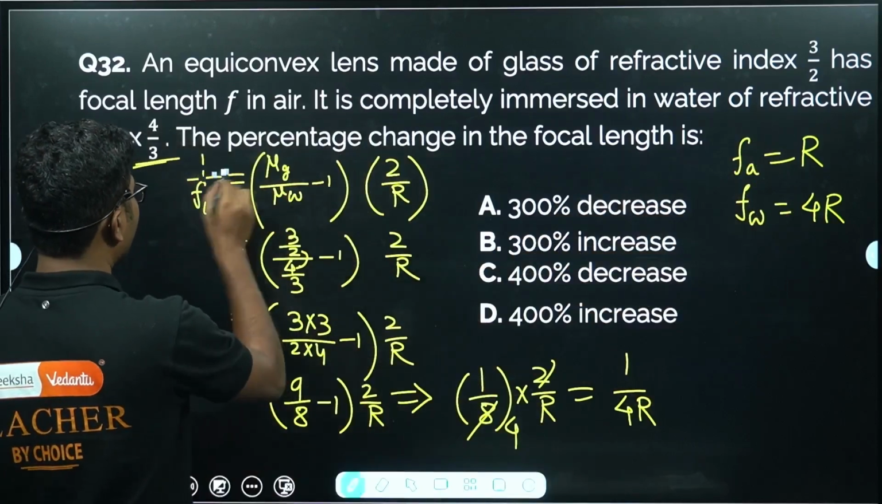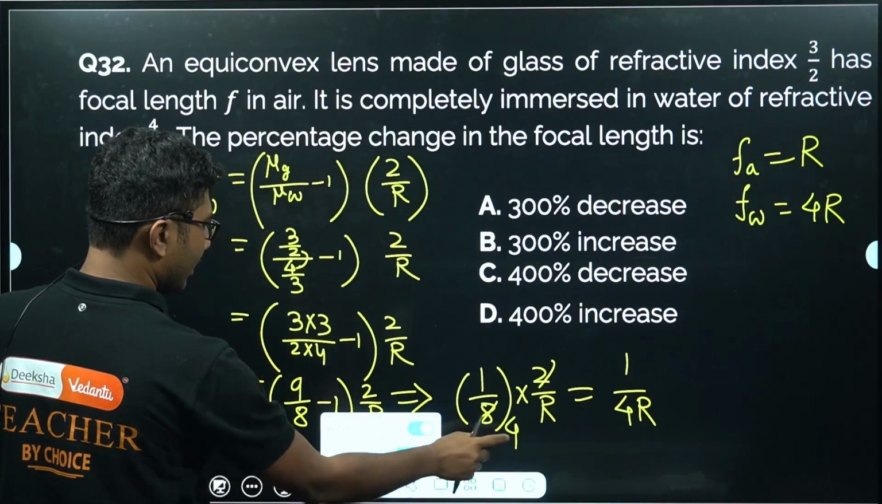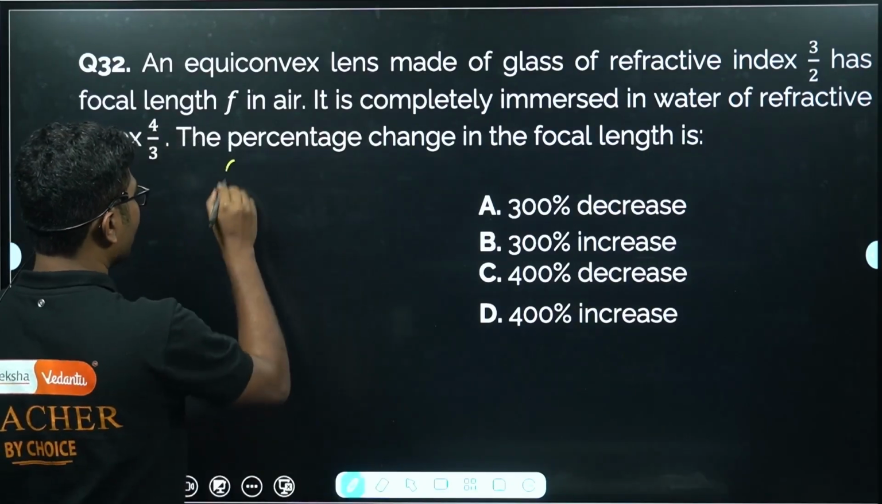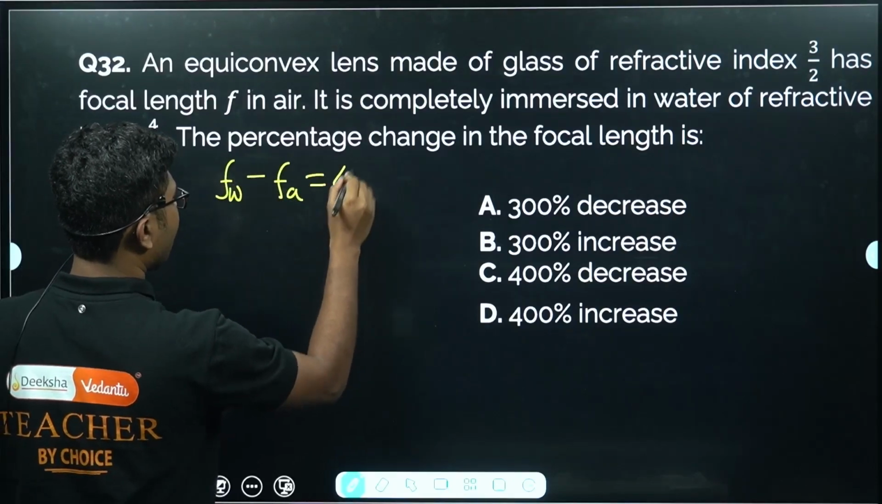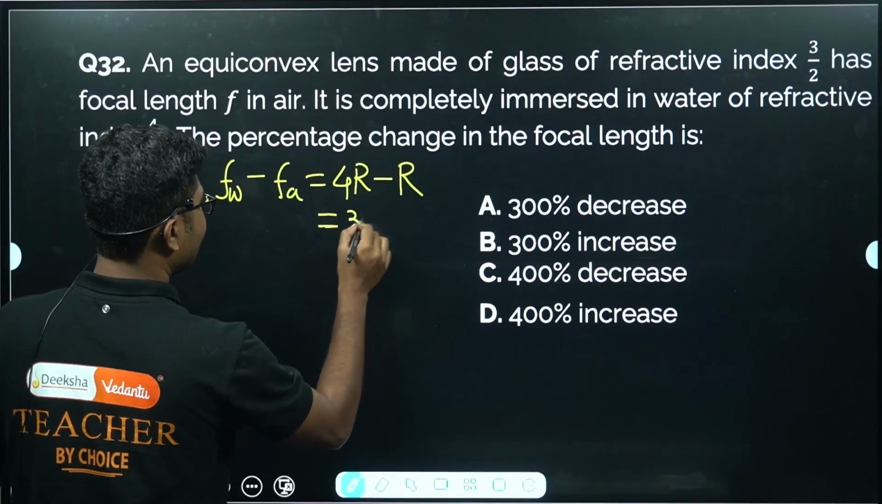Now, tell me if the focal length increased or decreased. Focal length increased, because final focal length is more. So focal length increased by 4r minus r, that is 3r. Focal length increased by 3r.